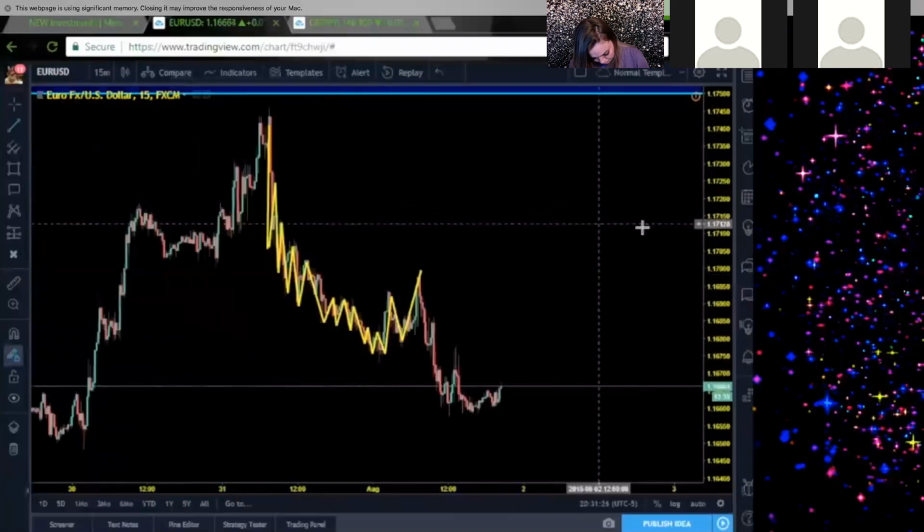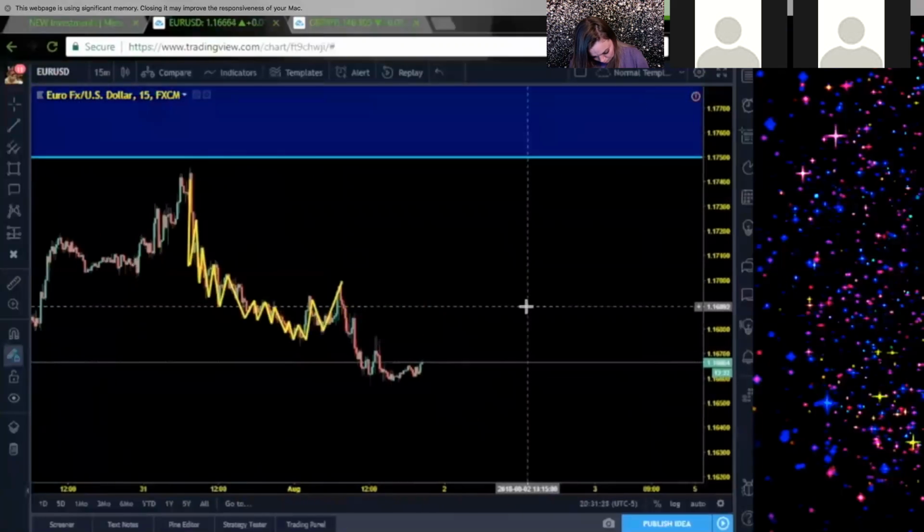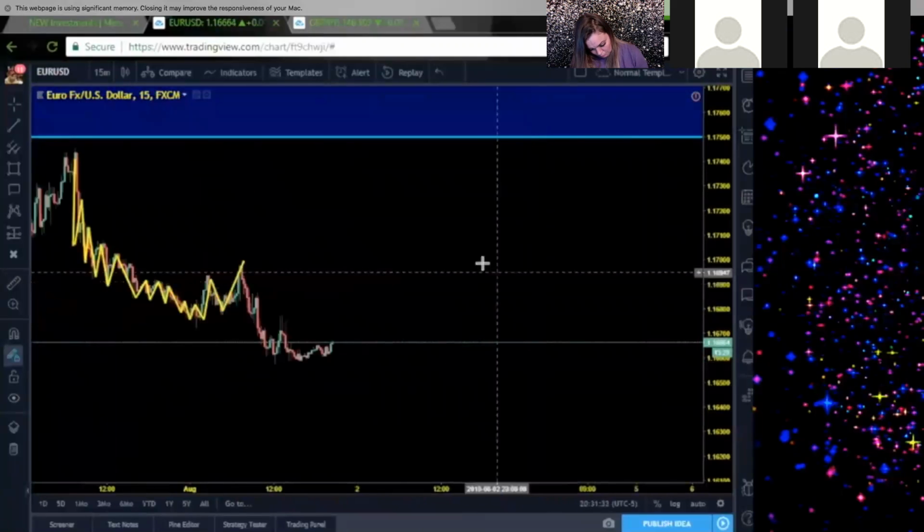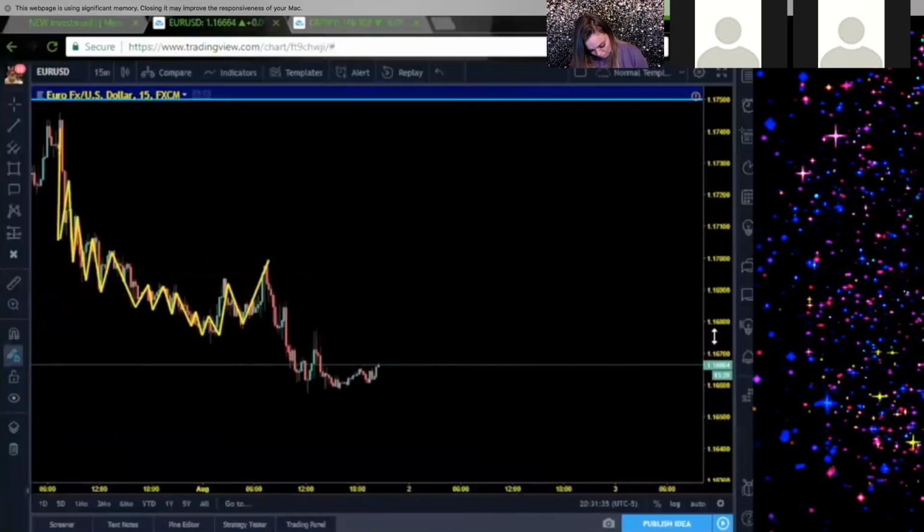This simple, guys. This works on any time frame. I don't care what the time frame is. I don't care what the chart is. It works consistently.